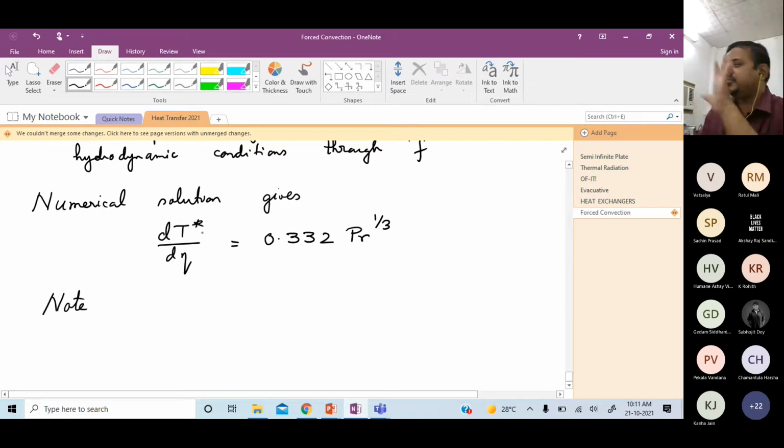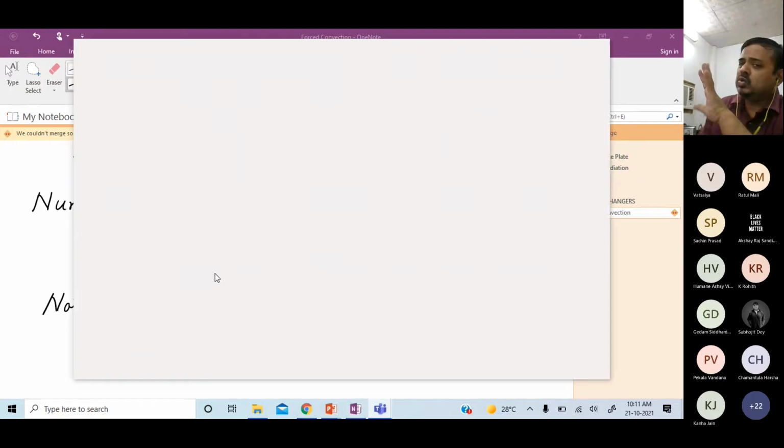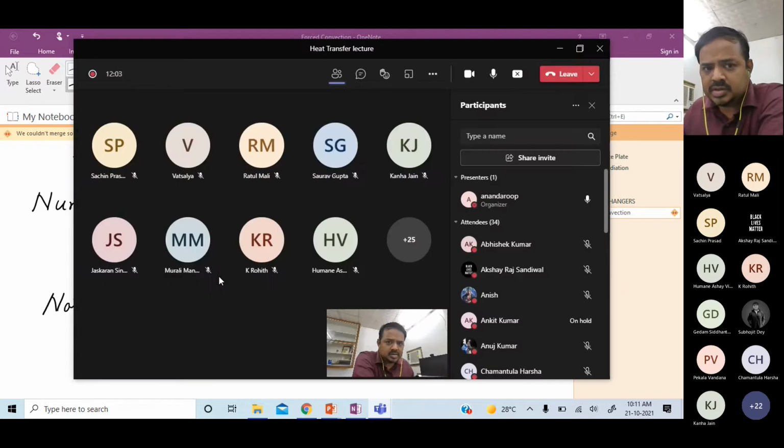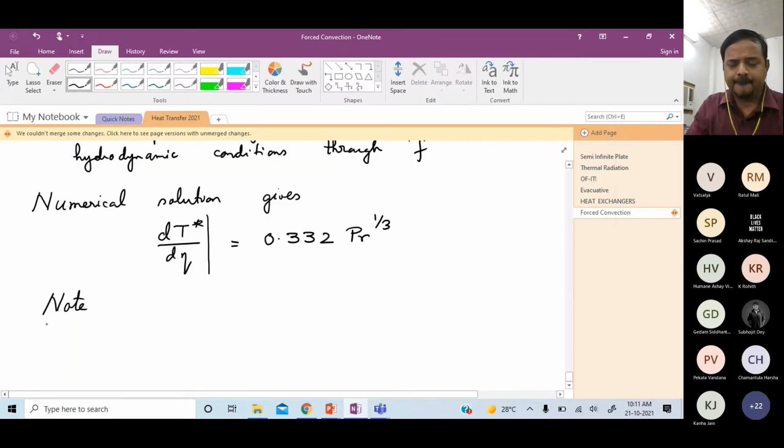Now, this is giving you the temperature gradient at some surface. Sorry, dT star d eta. Okay, this is dT star d eta at eta equals 0.